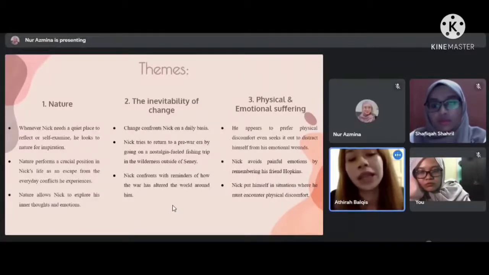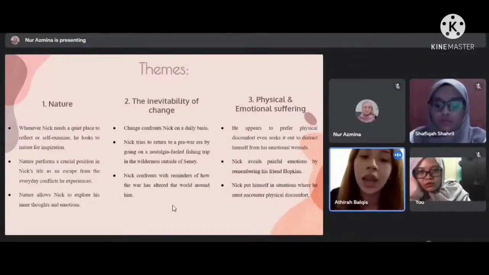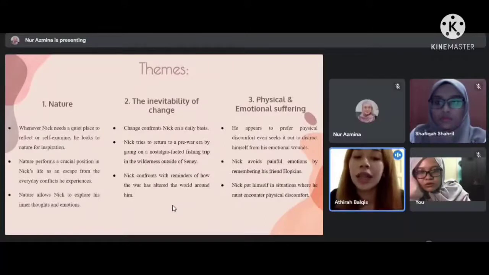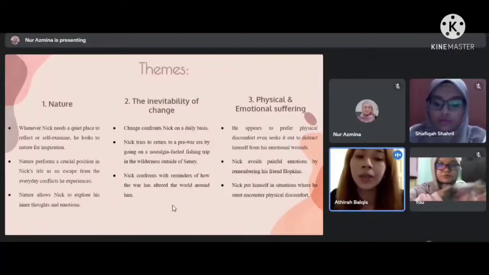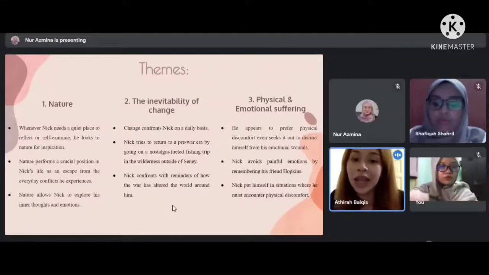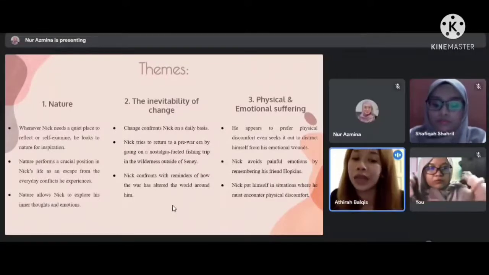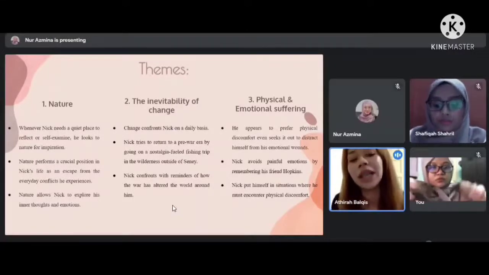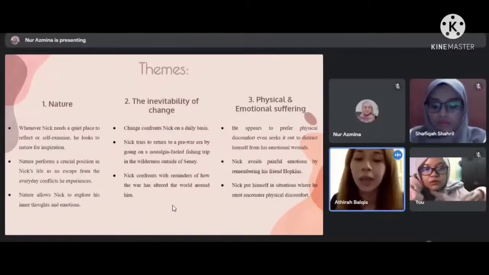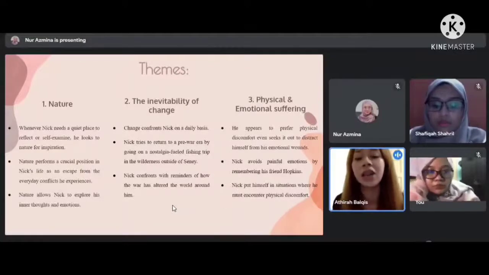Okay, the last one. This short story's third theme contrasts physical pain with emotional suffering. The first point is he prefers physical discomfort, even seeks it out, to distract himself from his emotional suffering, which is harder for him to face. For example, Nick is wary of emotions, implying that his mental scars are so deep and unmanageable that he does not attempt to confront them.